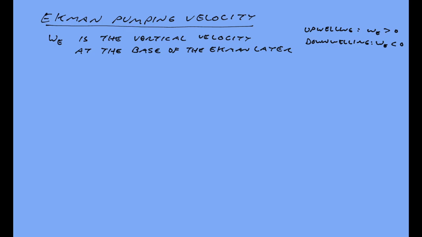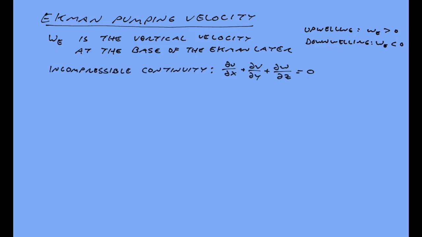This video is on the Ekman pumping velocity. The Ekman pumping velocity is a vertical velocity at the base of the surface Ekman layer. We symbolize it as WE. If it's positive, then that's upwelling. There's water coming into the surface Ekman layer from below. And if it's negative, then it's downwelling and there's water being removed from the Ekman layer.